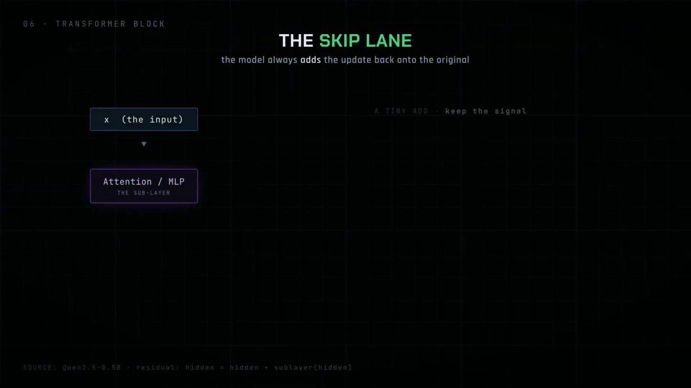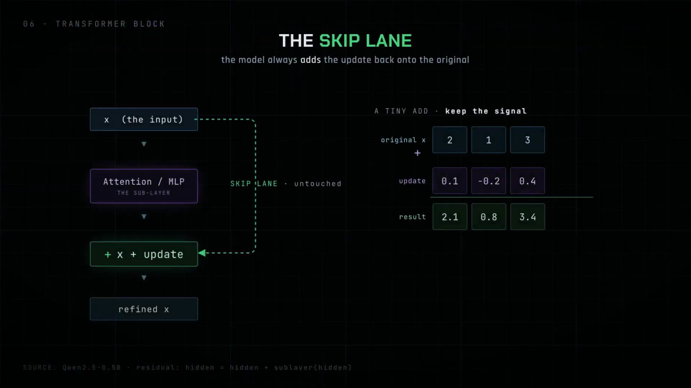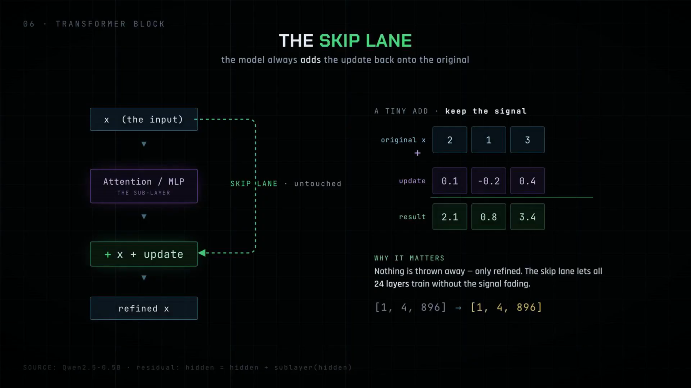And the glue that holds it together, the residual connection. After attention and after the feed forward, the model simply adds the result back onto what went in. It never throws the original away. It only adds refinements.